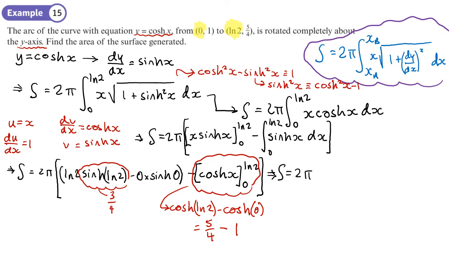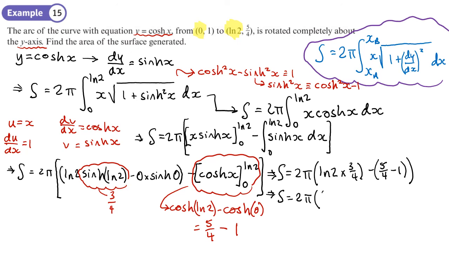So everything's going to get multiplied by 2 pi, but in the brackets we're going to have log 2. That's going to get multiplied by 3/4, which is the sinh of log 2, minus nothing. And then we're going to subtract from that cosh log 2, which is 5/4, minus cosh 0, which is 1. Okay, the rest is just tidying up the maths really.